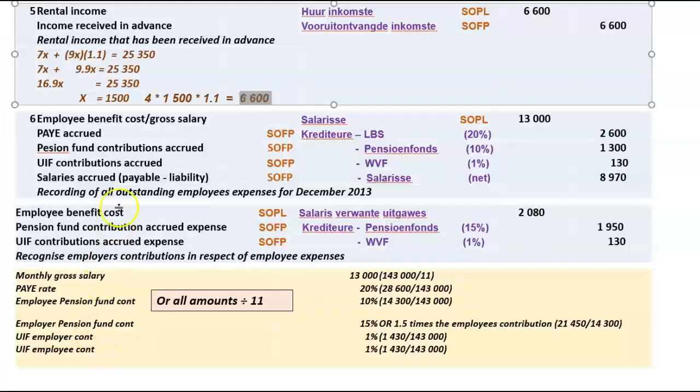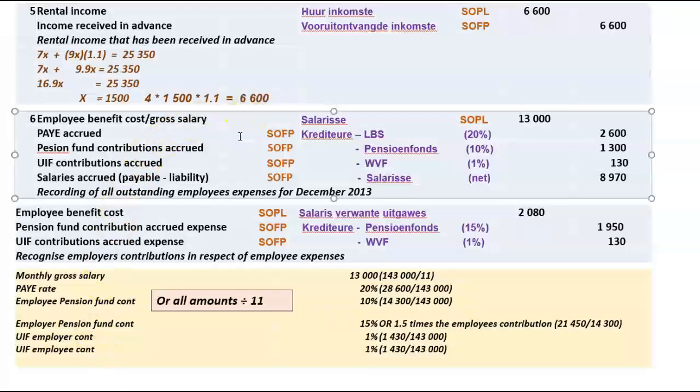So let's go and have a look at the journal entry. Good. We say number 1, our salary account. Our salaries account, statement of profit and loss, would have been debited with that gross salary of 13,000.